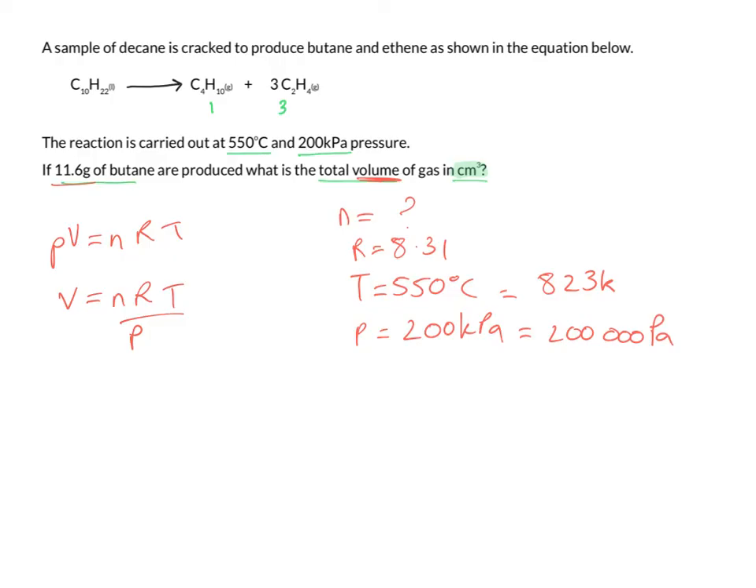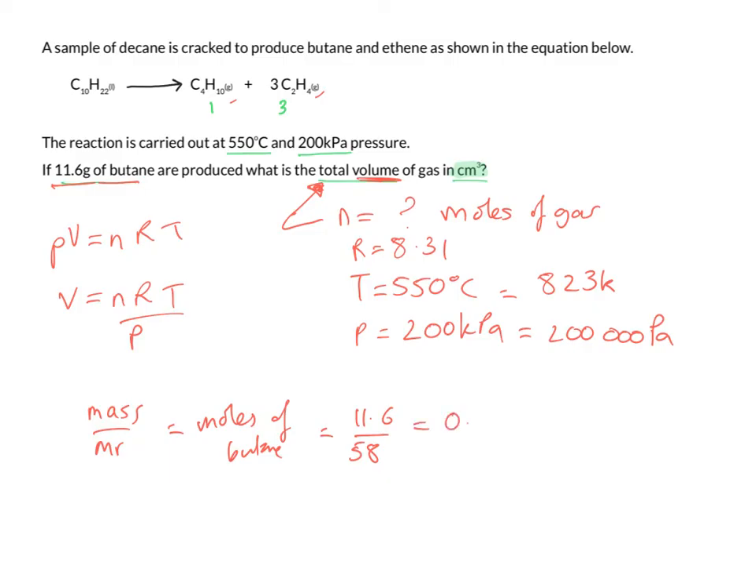Now, n is the moles of gas, and this is the tricky bit here. We've got 2 gases, we've got ethene and we've got butane. And so we're going to need to work out the total moles of gas before we can work out the total volume of gas. And so we've got the mass of butane, 11.6. So mass divided by Mr is moles of butane, and the moles of butane is therefore 11.6 divided by 58, which is the Mr of butane, which gives us an answer of 0.2 moles. So this is how many moles of butane we've got. Then we need to look up at the equation, and the ratio is 1 to 3. So if we've got 0.2 moles of butane, we will have 0.6 moles of ethene, because it needs to be 3 times as big. And so therefore the total moles is 0.8.